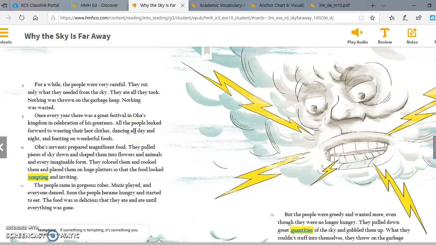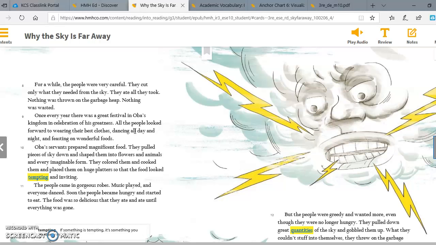For a while, the people were very careful. They cut only what they needed from the sky. They ate all they took. Nothing was thrown on the garbage heap. Nothing was wasted. Once every year, there was a great festival in Oba's kingdom in celebration of his greatness. All the people looked forward to wearing their best clothes, dancing all day and night, and feasting on wonderful foods.